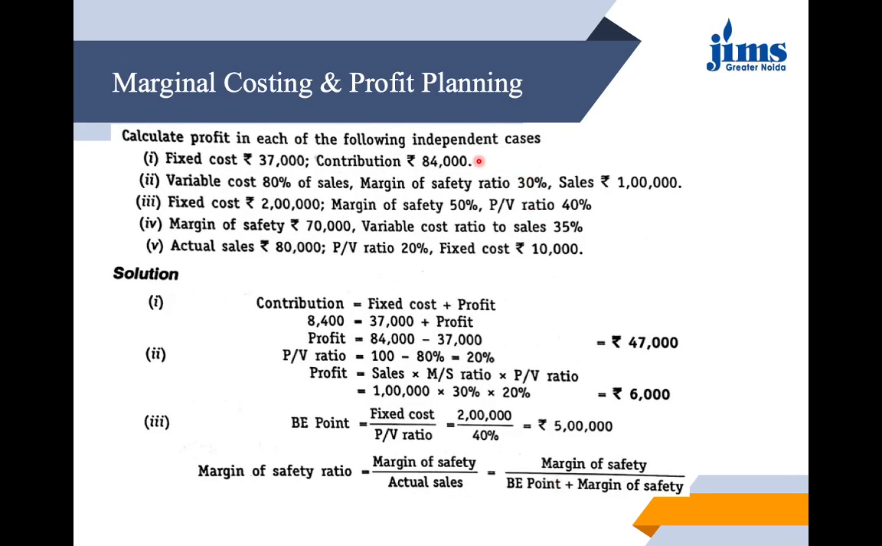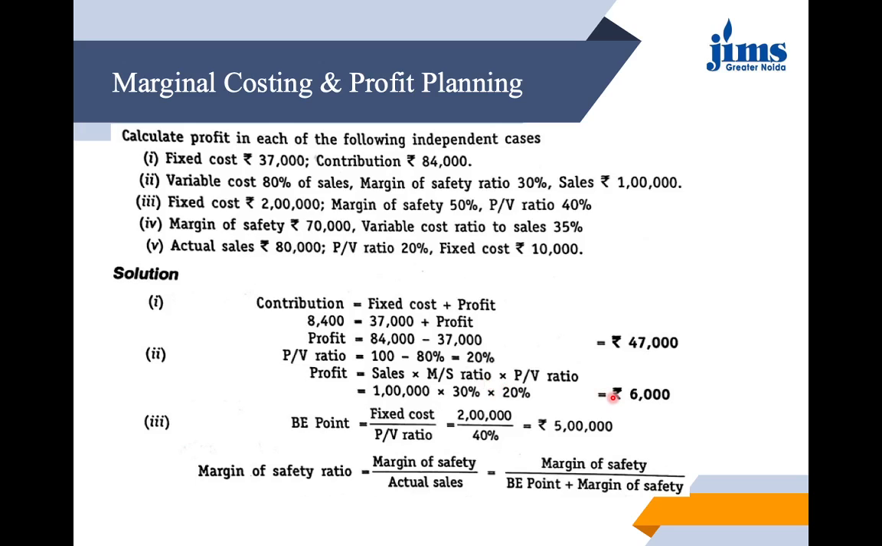Here, first case is that fixed cost is 37,000 and contribution is 84,000. So we know very well that contribution is equal to fixed cost plus profit. So we can calculate the amount of profit from here. Then in the next case, variable cost of 80% of sales is given. Margin of safety ratio is given as 30% and sales is 1 lakh. So we can calculate PV ratio first of all, that is coming out as 20%. And we can simply use this formula, profit is equal to sales into margin of safety ratio into PV ratio, and that amount is coming out as 6,000.